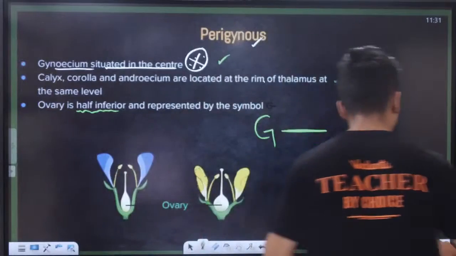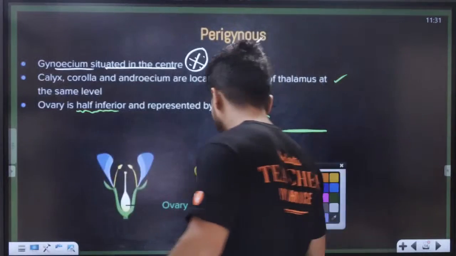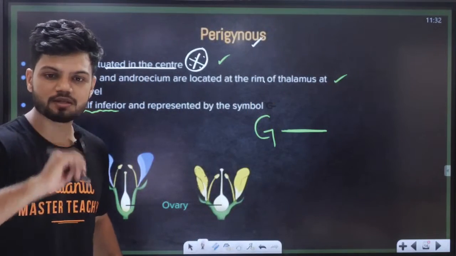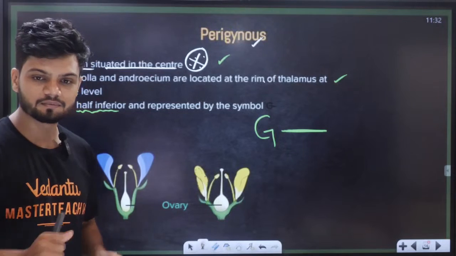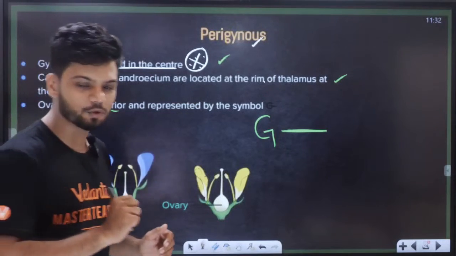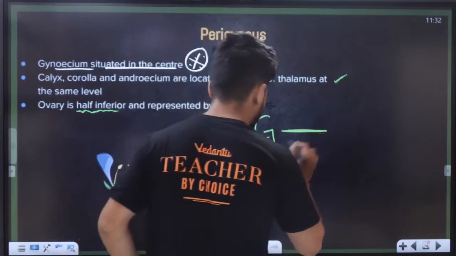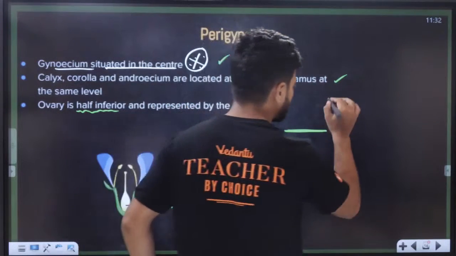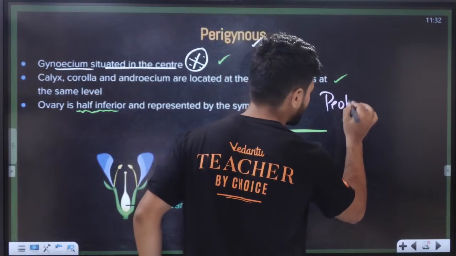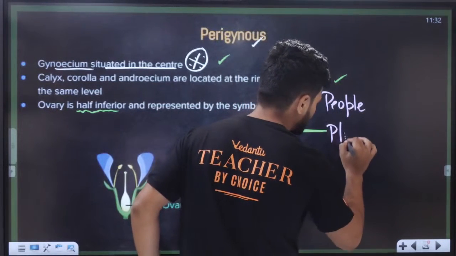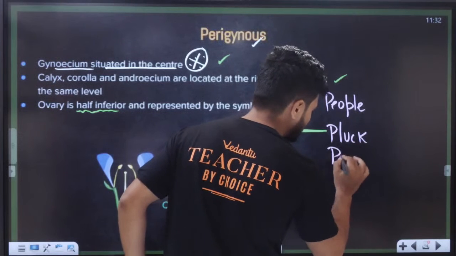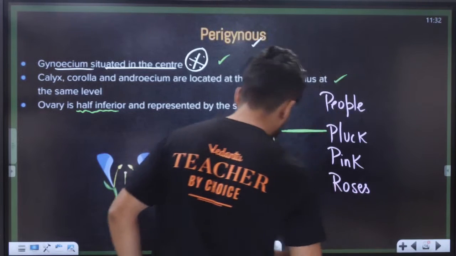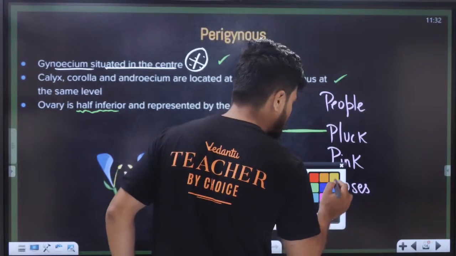Perigynous condition. Okay. Now, students, what is the trick here? The trick is very simple again. Ready for the trick? How many of you know my trick, students? Tell me in the chat. How many of you know my trick, which I always use? Exactly, Madhumita. People pluck pink roses.